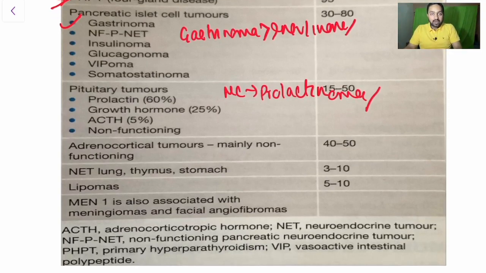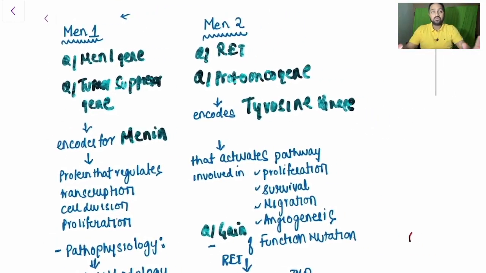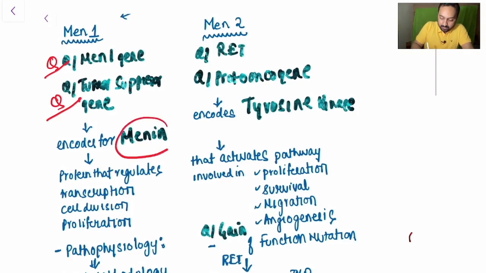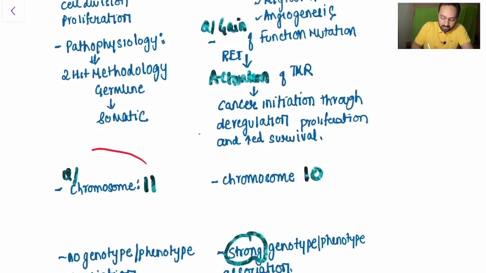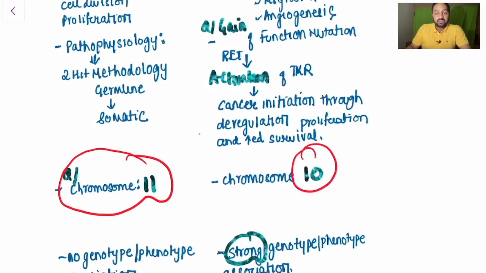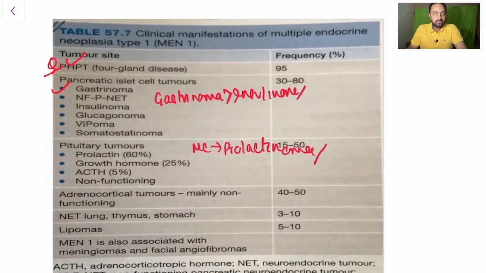A few important add-on points regarding your MEN1 and MEN2 would be summarized as follows. Now MEN1 occurs in your MEN1 gene, which is your tumor suppressor gene, encoding for your menin protein, whereas your MEN2 is because of your RET gene, which is a proto-oncogene encoding for your tyrosine kinase. Also we need to remember the chromosomal location, which is 11 in case of MEN1 and 10 in case of MEN2.